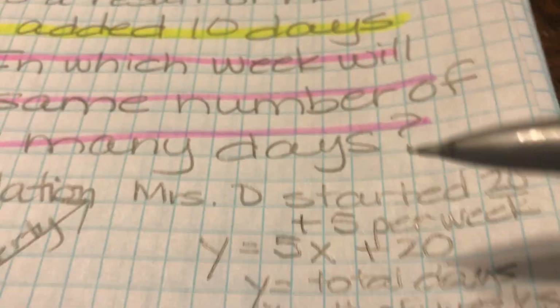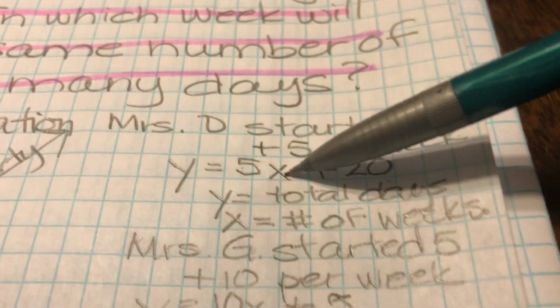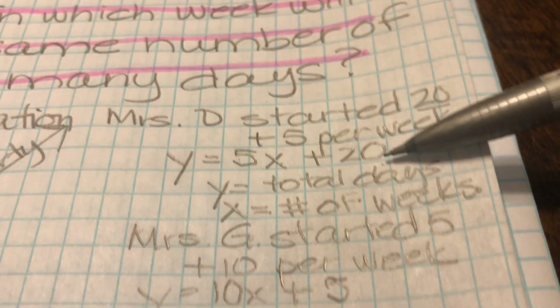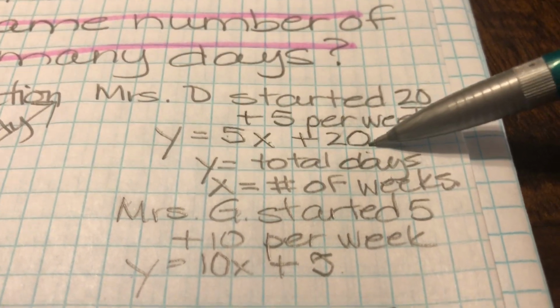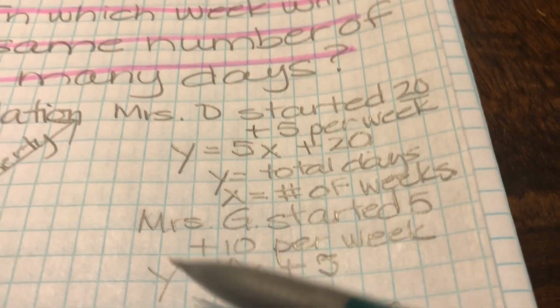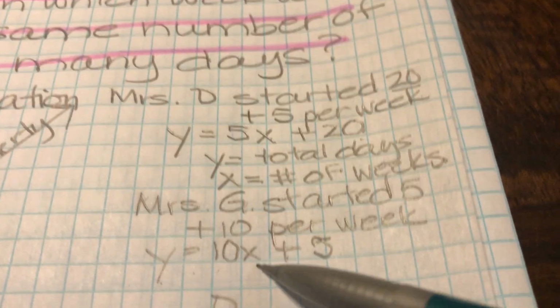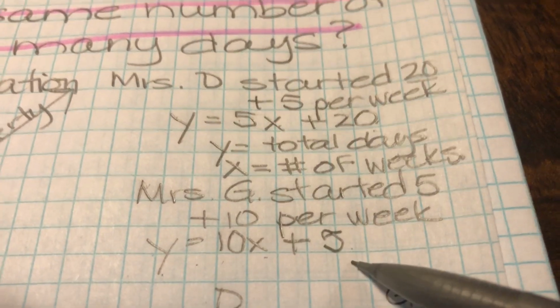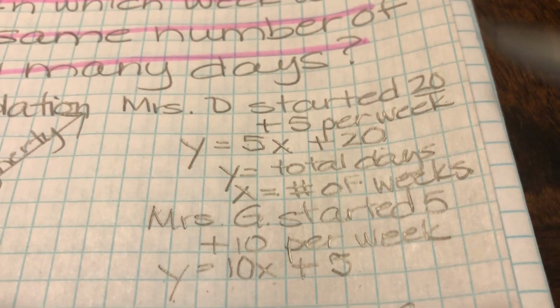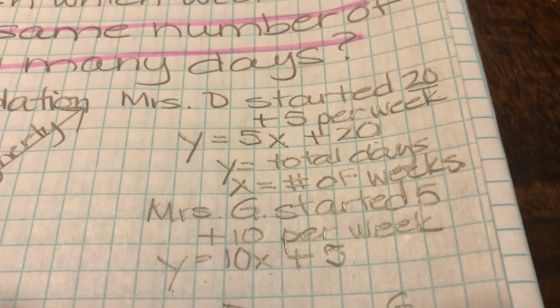Okay? And I can check it because I can go back up here and put in 35 for y. 5 times 3 is 15, plus 20 is 35. So that works. Then for Miss Guillory, 35 is equal to 10 times 3, which is 30, plus 5 is 35. So that works. So we did this problem correctly.